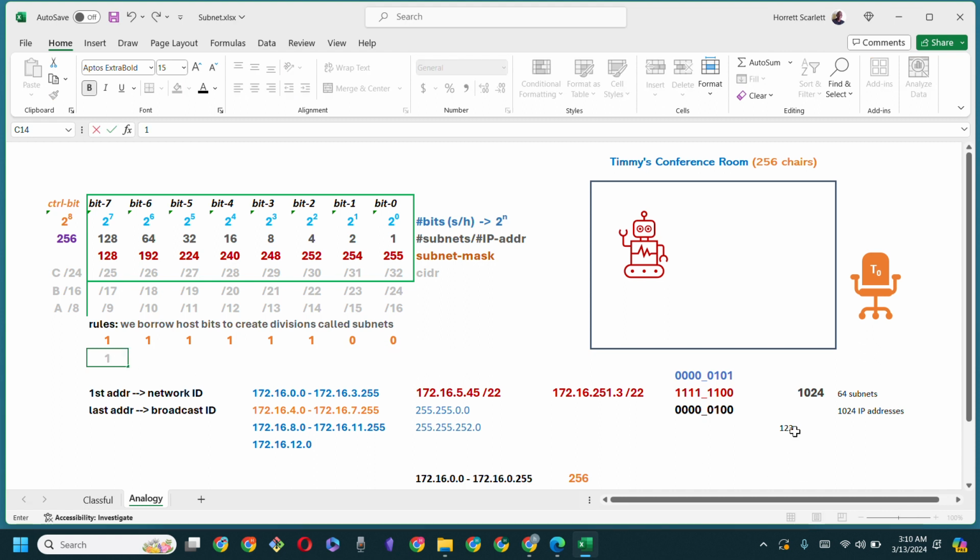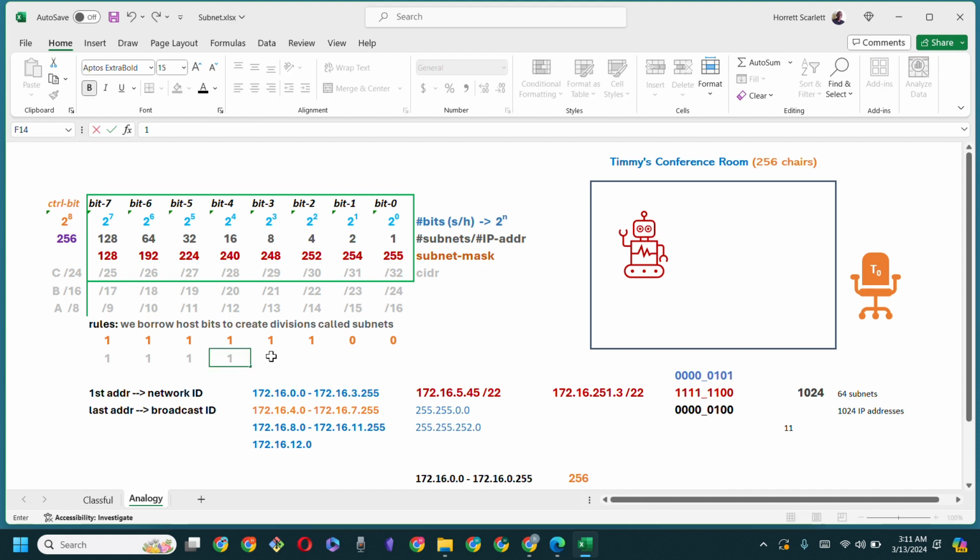It leaves 123. And from that 123, we can get a 64, right? And that leaves 59. So we got a 64. It leaves 59. Well, we can get a 32. So we get a 32 from that. Leave 27. Well, from 27, we can get a 16. So let's get a 16. So we got a 16.